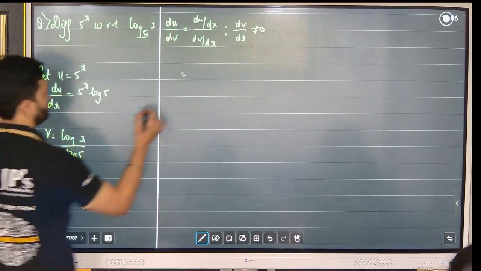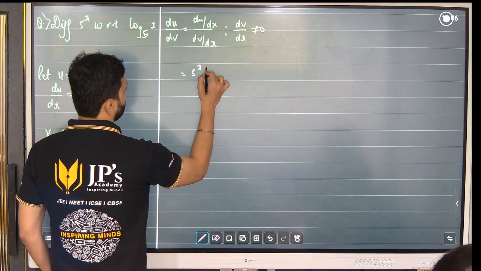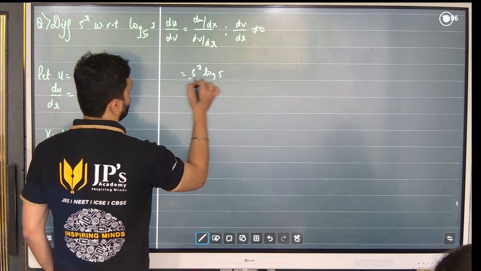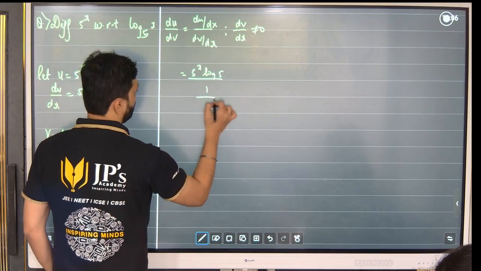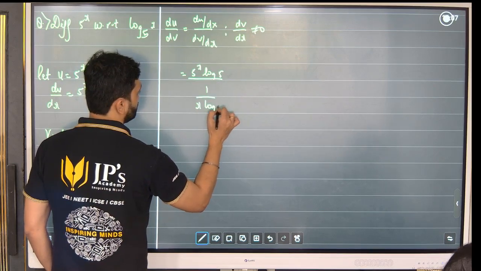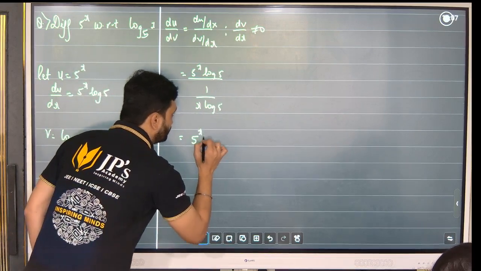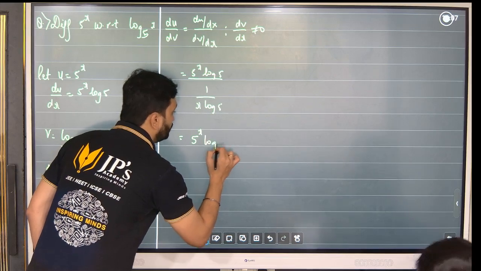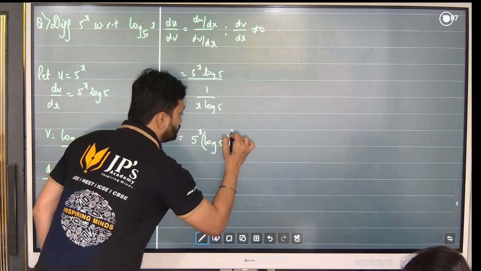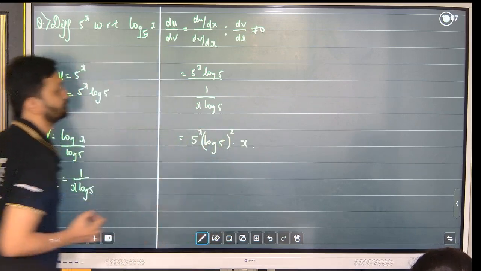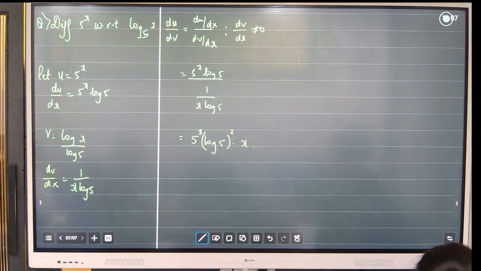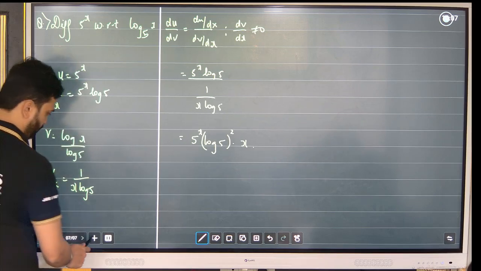du by dx becomes 5 raised to x log 5 upon 1 upon x log 5. Therefore my answer is 5 raised to x log 5 the whole square into x. So what I have done is I have differentiated the first term with respect to the second term. Same thing that we have done in parametric functions.